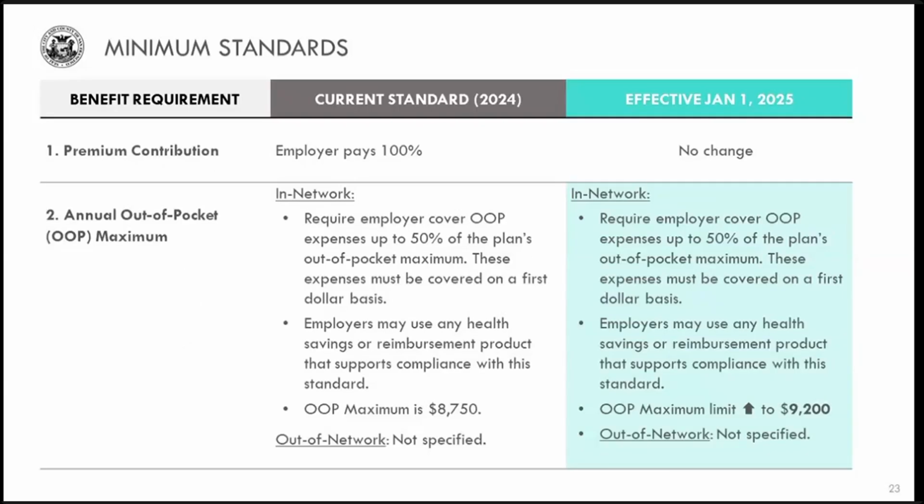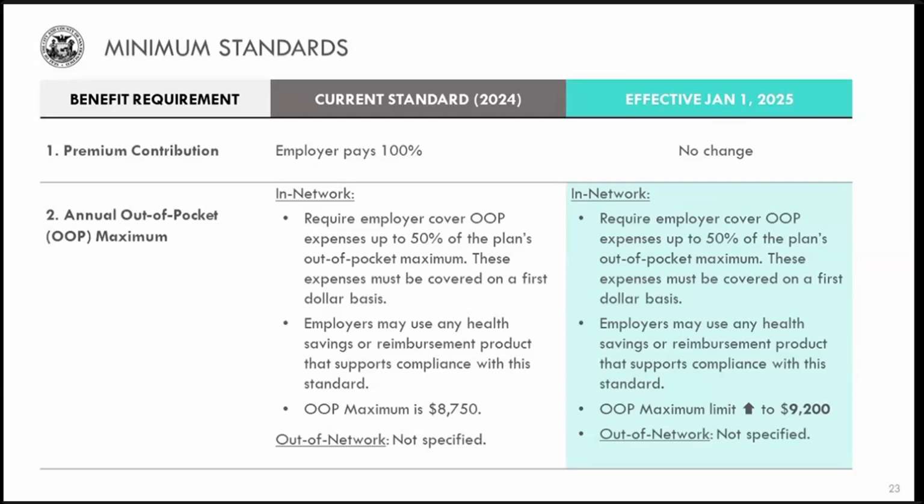So for standard 1, there is no change. And again, the employer must still pay 100% of the plan premium. For standard number 2, which focuses on the out-of-pocket expenses, this remains similar to the current standard.